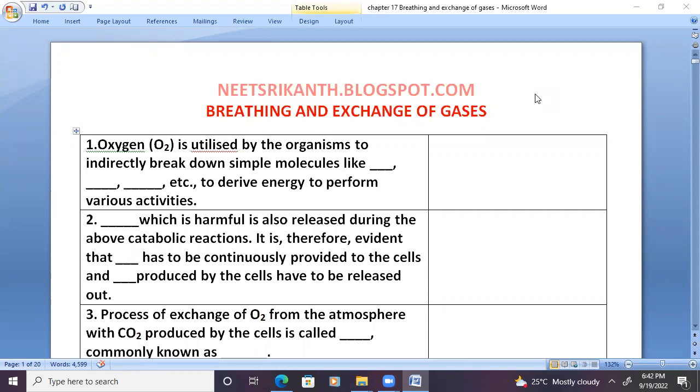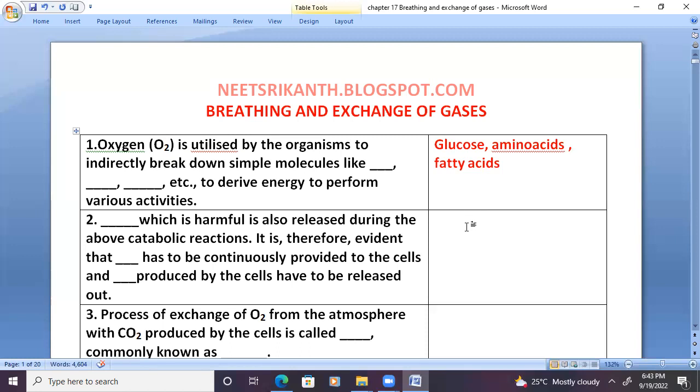Oxygen is utilized by the organisms to indirectly break down simple molecules like what, to derive energy to perform various activities? Glucose, amino acids, fatty acids, and glycerol. Oxygen is utilized by the organisms to indirectly break down simple molecules like glucose, amino acids, fatty acids, to derive energy to perform various activities.